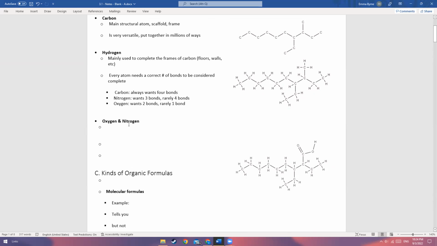All right, now we are moving on to oxygen and nitrogen. So these two are used to add in unique chemical behaviors and functions.